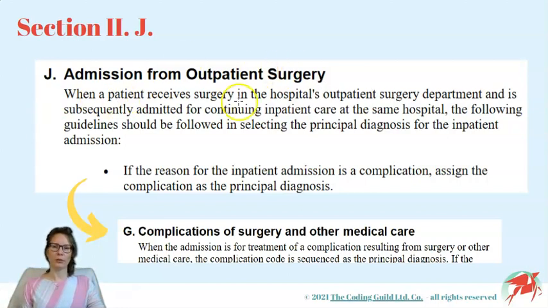When a patient receives surgery in the hospital's outpatient surgery department and is subsequently admitted for continuing inpatient care at the same hospital, the following guidelines should be followed in selecting the principal diagnosis for the inpatient admission. If the reason for the inpatient admission is a complication, assign the complication as the principal diagnosis. This has already been addressed in Guideline G for complications of surgery and other medical care. But here comes something new.